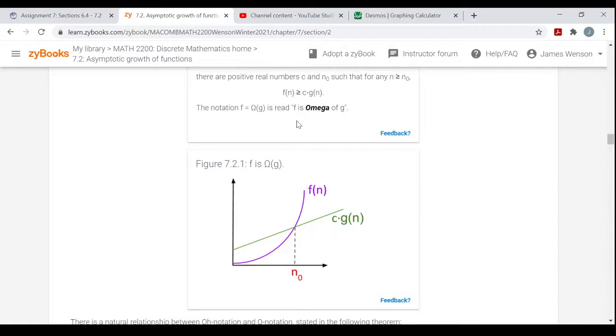if f is omega of g, that means that there is some positive multiple of g that is eventually smaller than f. Right? For O of g, it was that a positive multiple of g was eventually bigger than f. This is just the other way around. The positive multiple of g that we're looking at is eventually, after some n0, smaller than f.